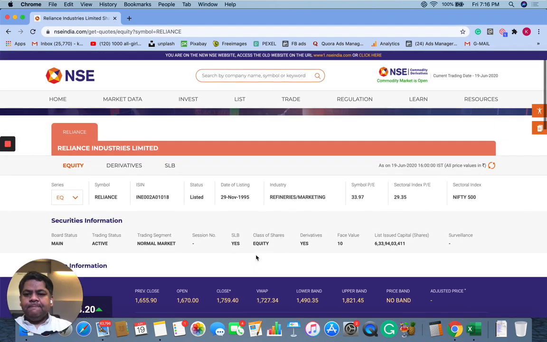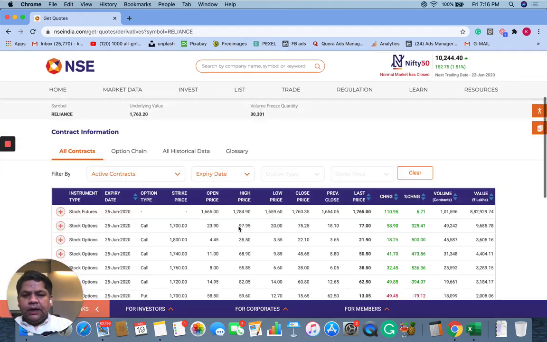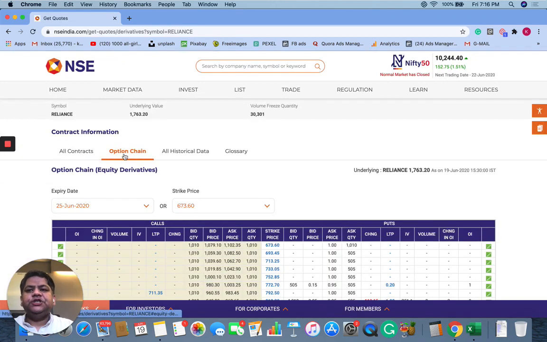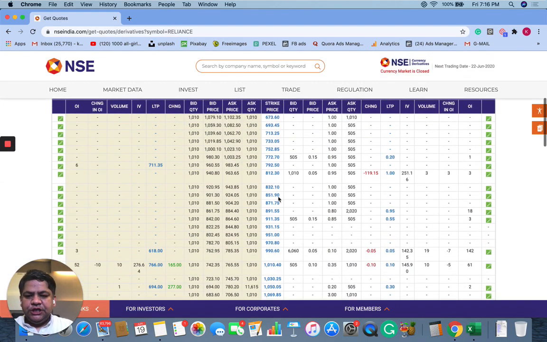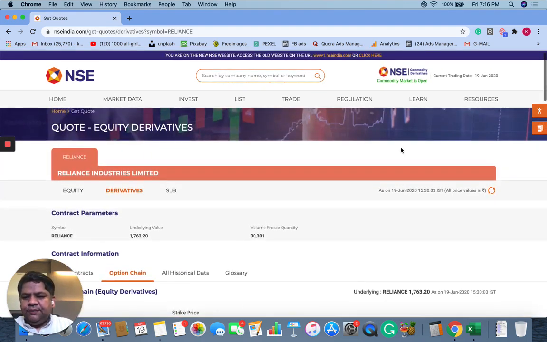So here you have Reliance, you have derivative, and then what do we need to open? Option chain. So we have opened the option chain. Left hand side, call option, you remember that. Right hand side, put option. Underlying price, 1763. So tomorrow there is a result expected of Reliance, let's say, when I'm recording this class.